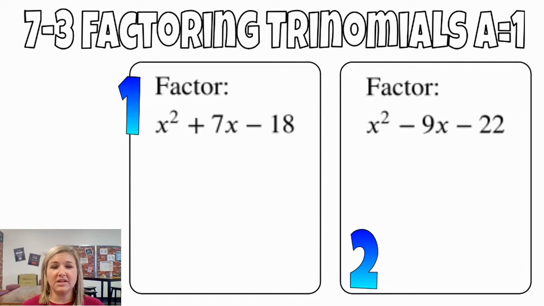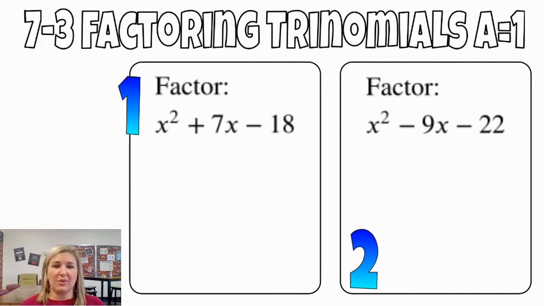All right, so we're continuing our factoring trinomials. We're looking at where a is equal to 1. In the last lesson, you looked at where a was equal to 1 and you were only looking at positives. That doesn't always happen to be the case. Sometimes you have a negative, whether it's in the middle or at the end, or both of them are negative. So we're just going to see what that looks like when you go to factor.